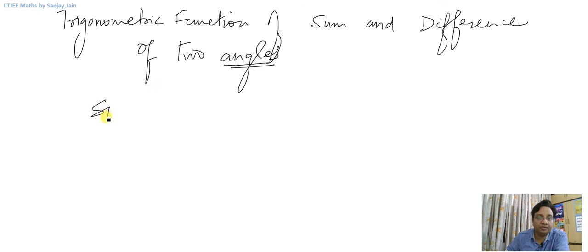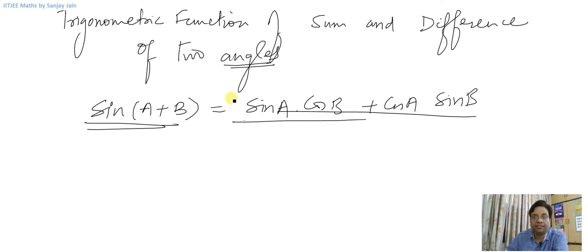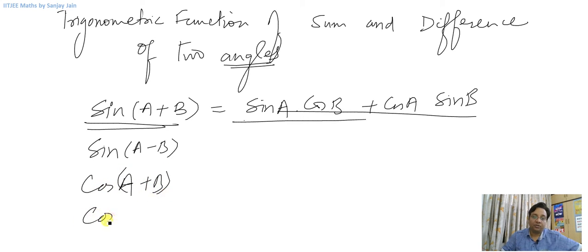So basically we are looking for something like this, sine A plus B. Now I'll tell you what it will be: sine A cos B plus cos A sin B. This is a formula that we will derive here and we will learn it as it is, so that it will simplify a lot of things for us. In this process we will also find sine A minus B, cos A plus B, cos A minus B, etc. And similarly we will do it for tan also, and of course the rest of the ratios can be derived from these.